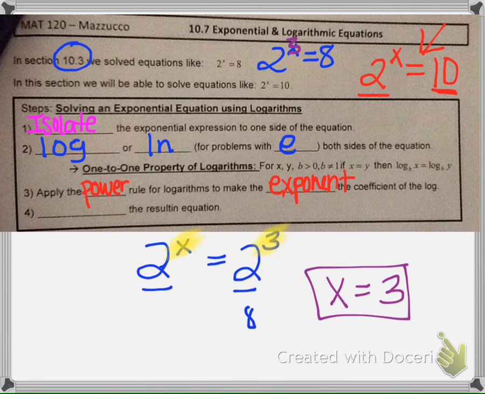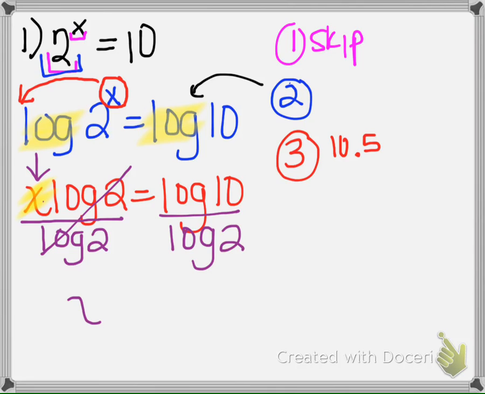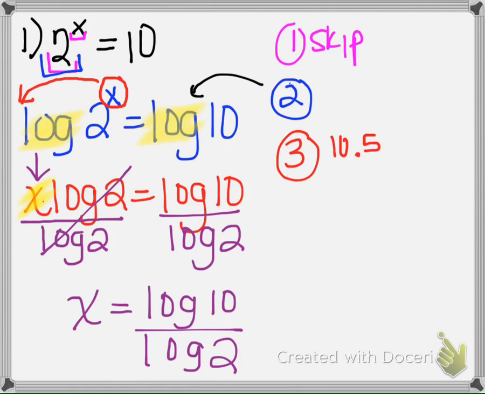Then the very last step is we're going to solve the resulting equation. So when we solve an equation, we want to get x by itself. So to get x by itself, this says x times log 2. So instead of multiply, we're going to divide both sides by log 2. So x equals log 10 divided by log 2.